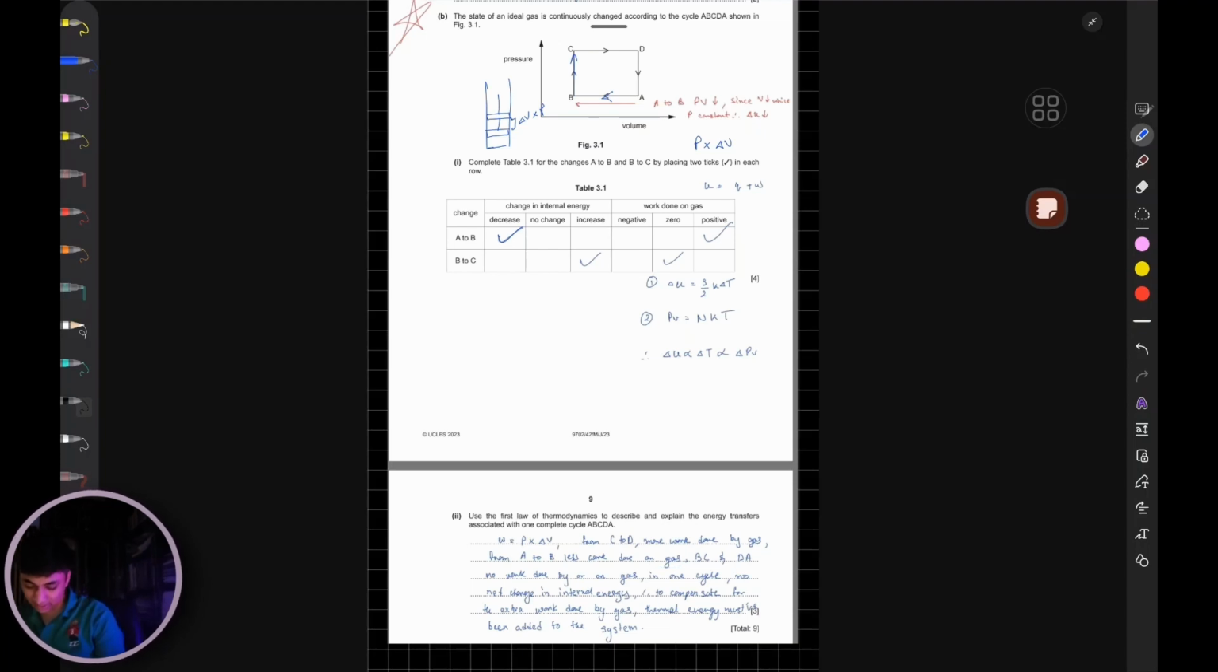B, C, and D, A, no work done by or on gas. Notice B, C, and D, A, there is no amount of work being done over here. Work done over there is 0. Great.